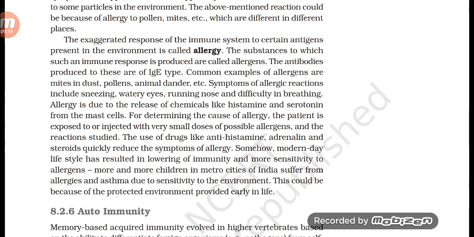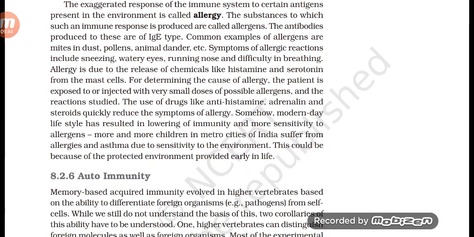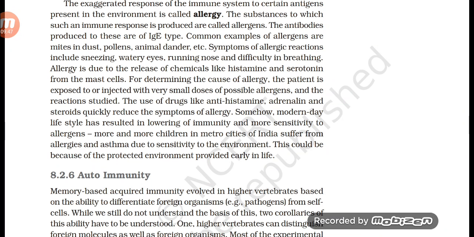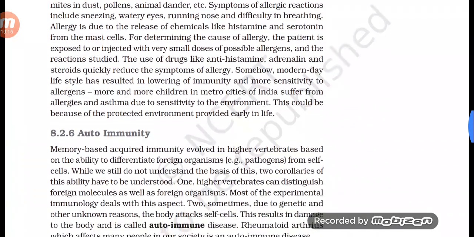So the exaggerated response of the immune system to certain antigens present in the environment is called allergy. The substances to which such an immune response is produced are called allergens. The antibodies produced to these are of IgE type, that is, they mediate regional hypersensitivity. Common examples of allergens are mites in dust, pollens, animal dander, etc. Symptoms of allergic reactions include sneezing, watery eyes, running nose, and difficulty in breathing.